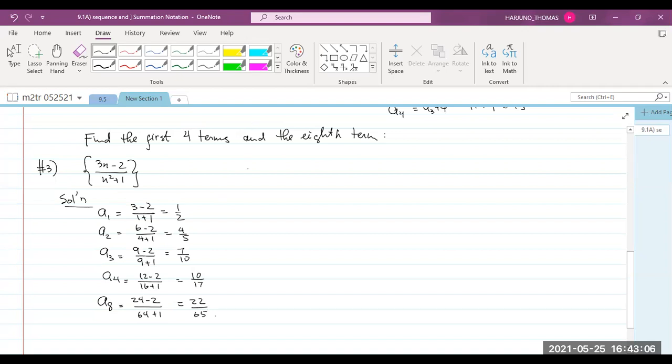Okay, let me ask you to try number 13. Please don't think too hard. 2 to the n over n squared plus 2. Find the first, second, third, fourth term, and the 8th term.